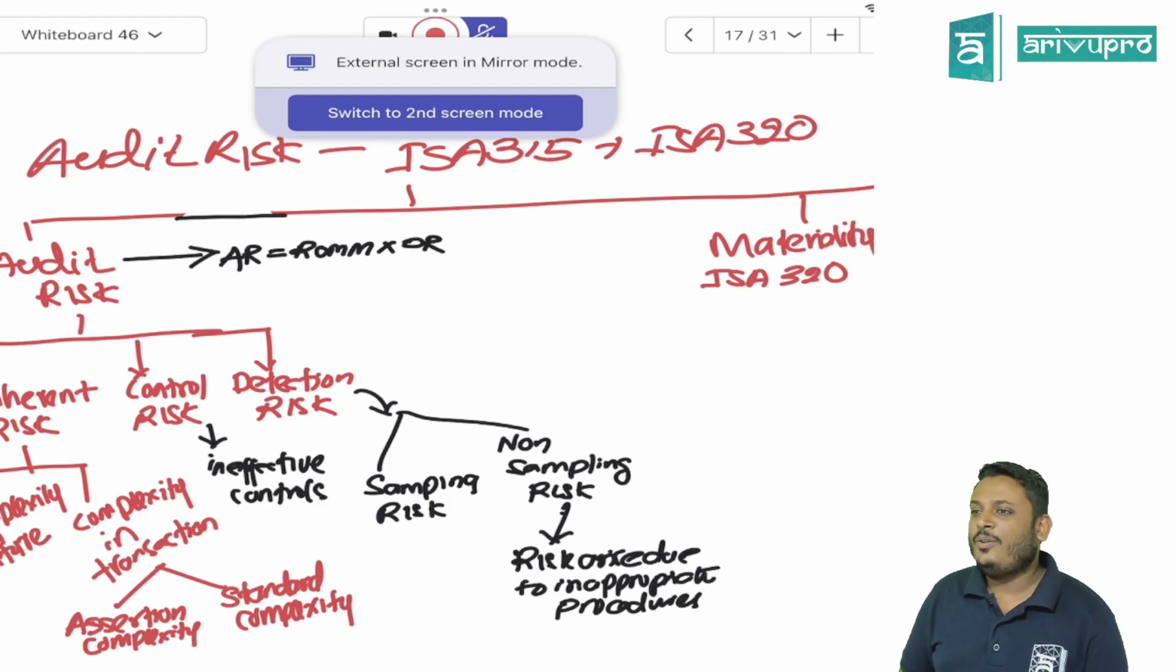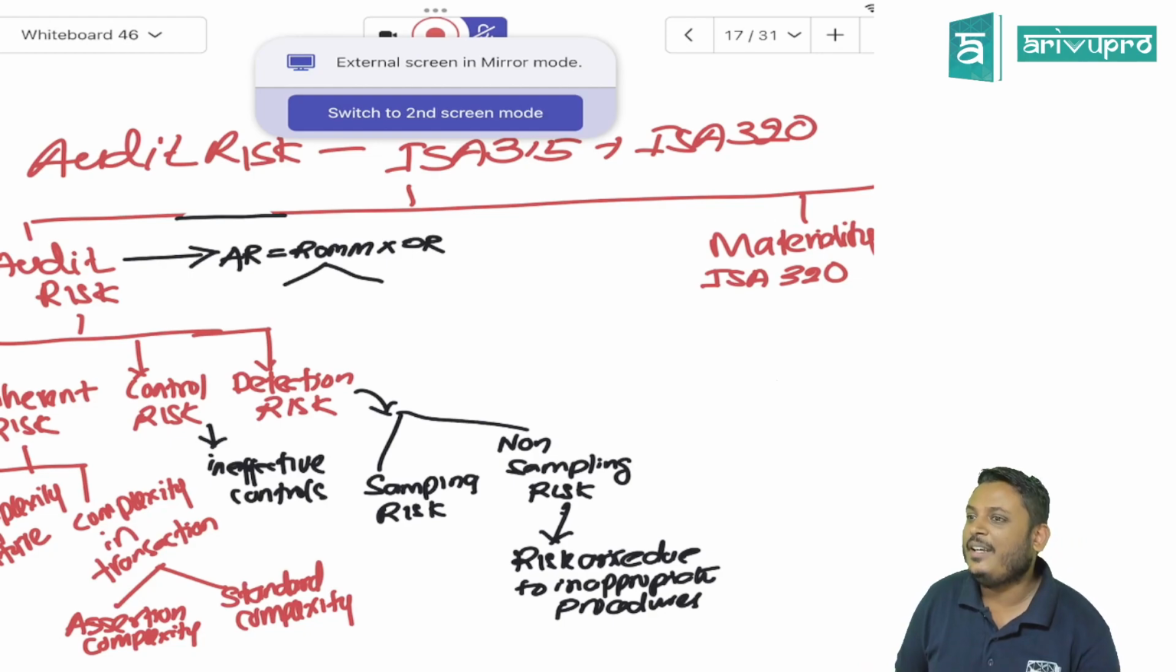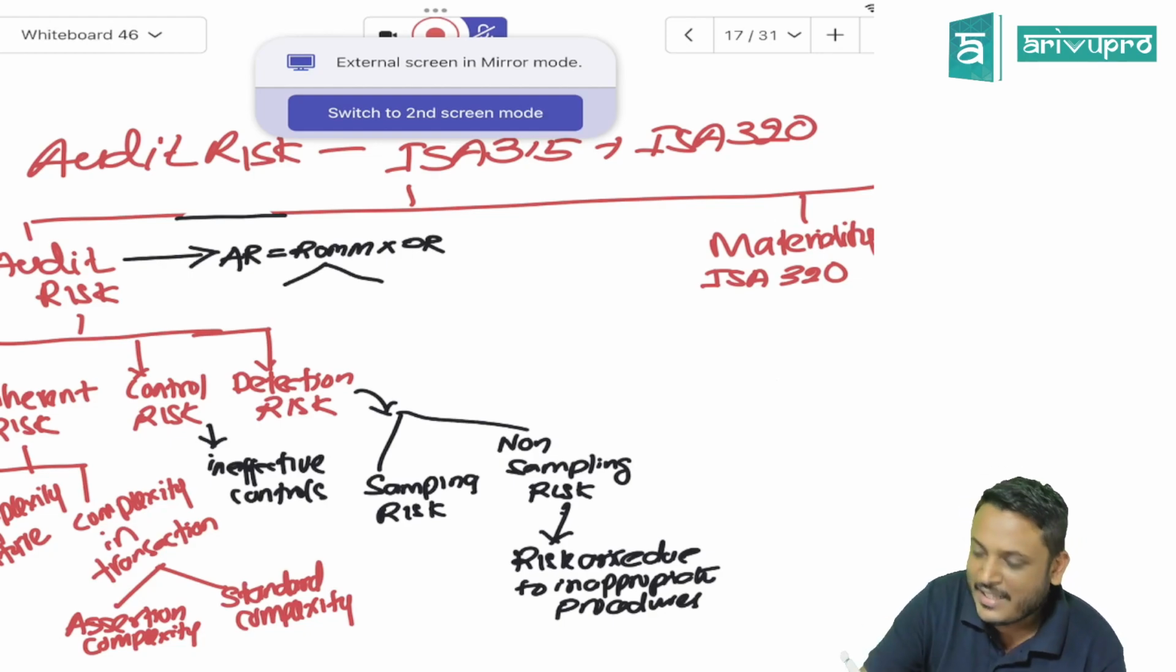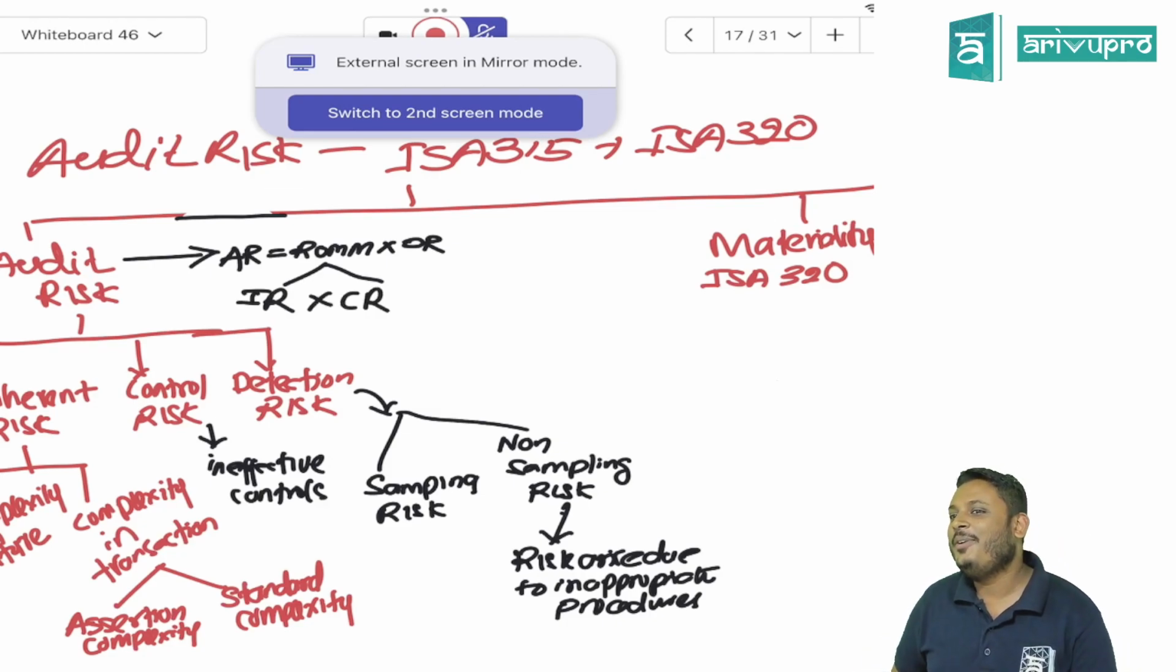Right? You don't have space? Wherever it's possible, write down. Under that flow chart is also fine. This risk of material misstatement is divided into two, that is inherent risk and control risk. Understood? The people who are using laptops, is it difficult for you all?